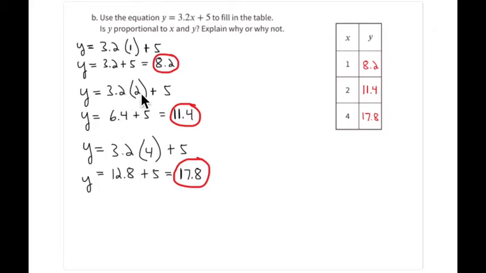They're not bad. 2 times 3 2/10 is 2 times 3 is 6, 2 times 2 is 4/10. 4 times 3 is 12, 4 times 2/10 is 8/10. Not too bad. Then add 5 to them, and then calculate the amount of y per single unit x. So the first one is 8 2/10, because there's only 1 unit of x.